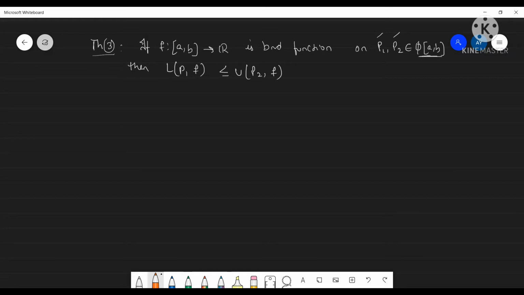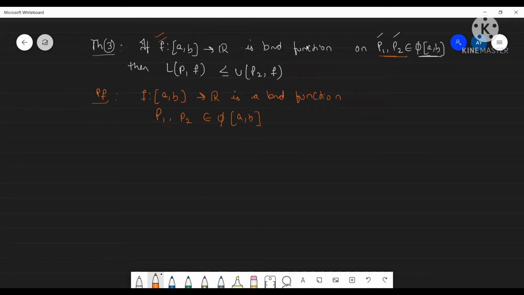So let us start with the proof. What is it that they gave? First write out the given information: f is a mapping from [a, b] to R, a bounded function on the closed interval [a, b]. And next, what is it that they gave? You have to write this one: P1 and P2 are partitions which belong to the set phi of [a, b].